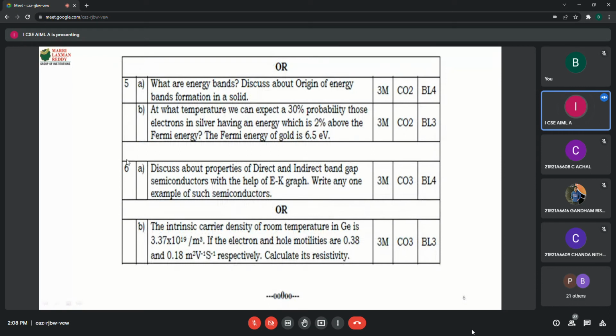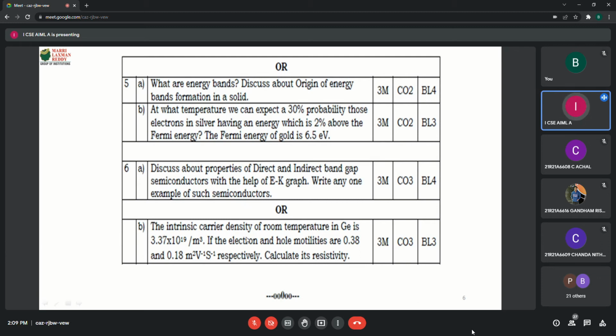If you go to the sixth question, now you say discuss the properties of direct and indirect band gap semiconductors. Discuss means even in a more elaborated manner you have to write the properties by using the E-K graph, and you have to give some examples for each type of semiconductor, indirect and direct band gap. Here don't consider the marks, only see what question was asked and how much content you can present in the answer paper. One question, either this or this, you need to write.